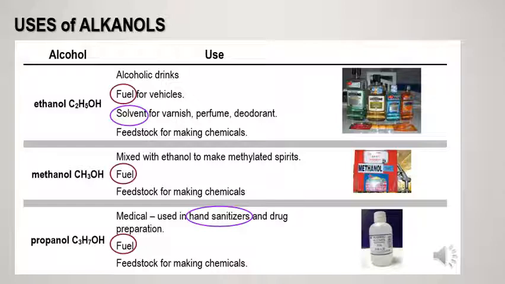Propanol is a third member of the alkanols. It's used in medicine, it can be used in hand sanitizers and drug preparation, also again used as a fuel in its own right and again as a feedstock for making chemicals. You don't necessarily need to copy down this whole slide, but make sure you've written down at least 3 different uses of alkanols and that you learn them, because again this is something that comes up very often in exams.